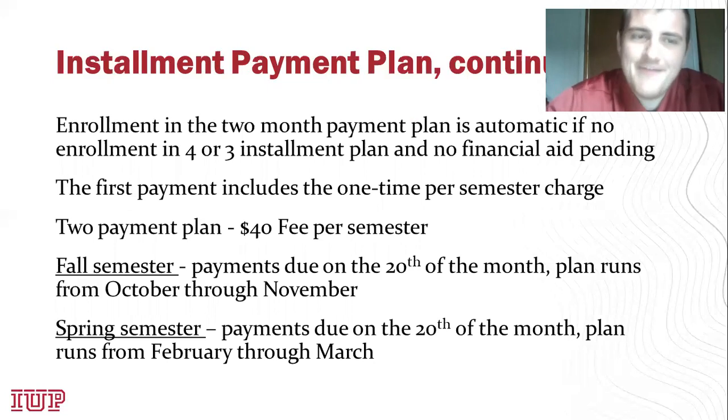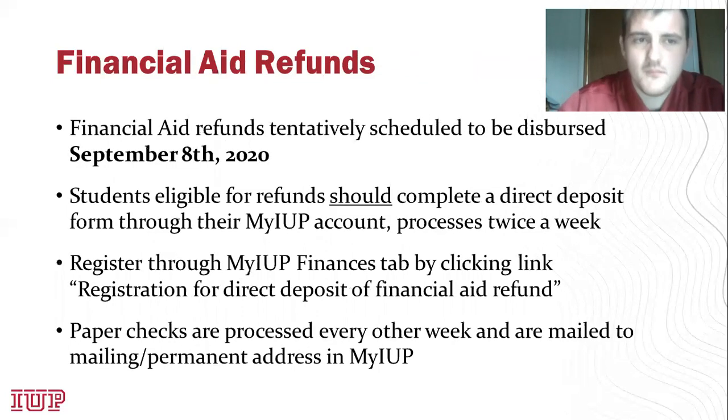It's important: if there is no enrollment in a 4 or 3-month plan and there is no financial aid pending that's set to cover the balance, for the fall semester, this will happen after the enrollment for the 3-month plan has deactivated, which is after September 20th. The student will get enrolled automatically in a 2-month payment plan, and it's a $40 charge. The payments are 2 installments, for October and November for fall, and for spring it'll be February and March. The 20th of the month is the due date of the payment for the 2-month installment plan.